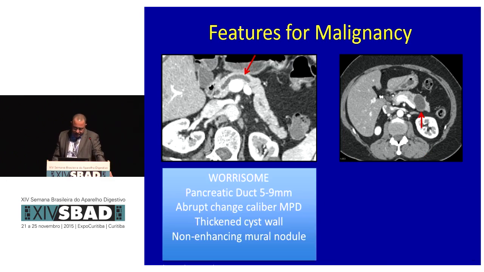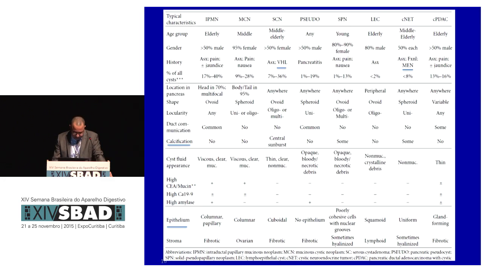These are the worrisome features. So if you have a dilated duct, but less than 10 millimeter, if you have a solid component, but it's non-enhancing, and now you can see to the right a cyst wall that's thickened, or if you have a mural nodule that's, again, non-enhancing. By no means do I want you to look at all these slides, but just a couple of features here.